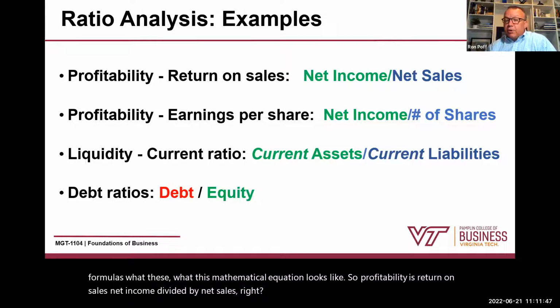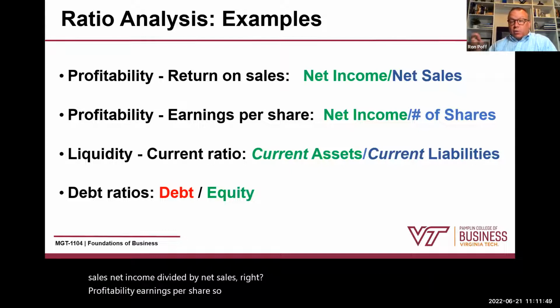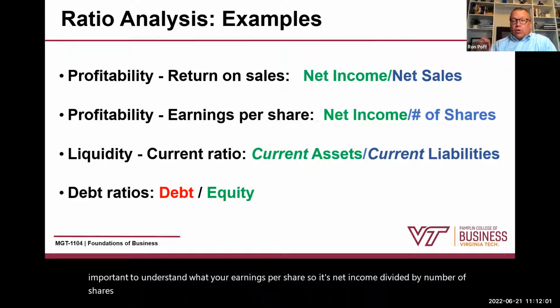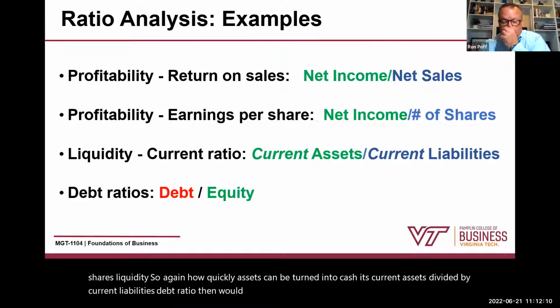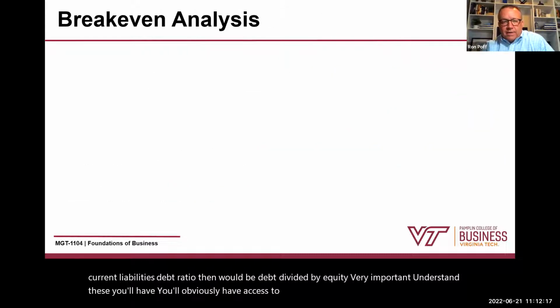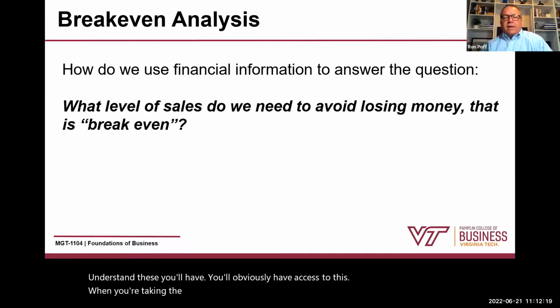Profitability, earnings per share. So if you're a shareholder, if you own stock, right? Very, very important to understand what your earnings per share is. So it's net income divided by number of shares. Liquidity. So again, how quickly assets can be turned into cash. It's current assets divided by current liabilities. Debt ratio then would be debt divided by equity. Very important. Understand these. You'll obviously have access to this when you're taking the exam.